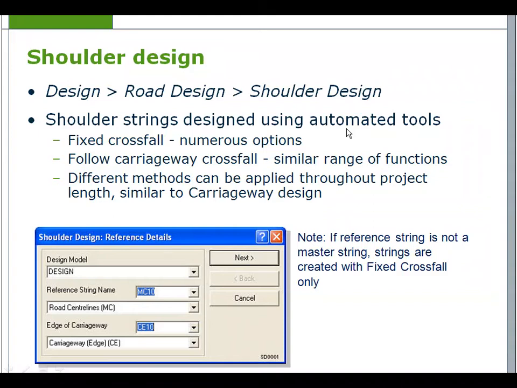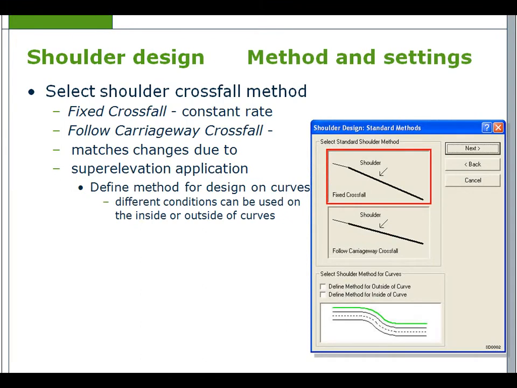From the Road Design toolbar, select Shoulder Design. Shoulder strings are designed using automated tools. There are two choices with numerous options: fixed crossfall or follow carriageway crossfall. Just like carriageway templates, different methods can be applied throughout the project length. Remember, all the super elevation and widening must be completed before adding shoulders to the scheme.